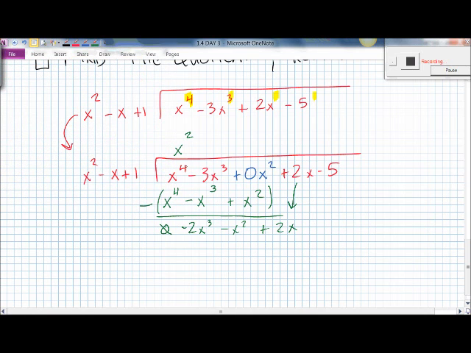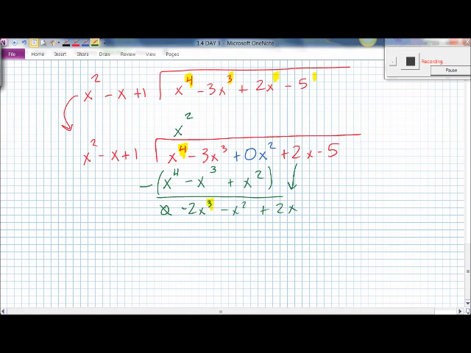Now, do you guys notice something? We started with a 4th degree polynomial. Now what do we have? A 3rd. Do we keep going? How come? Because it's not lower yet, right? Okay, so we keep going. Questions? We already brought down the 2x. We only bring one down at a time, if there's a place to put it.